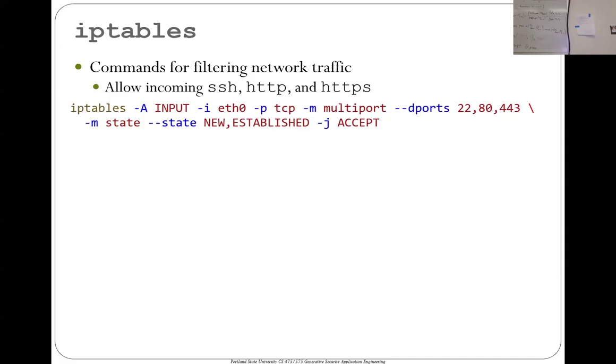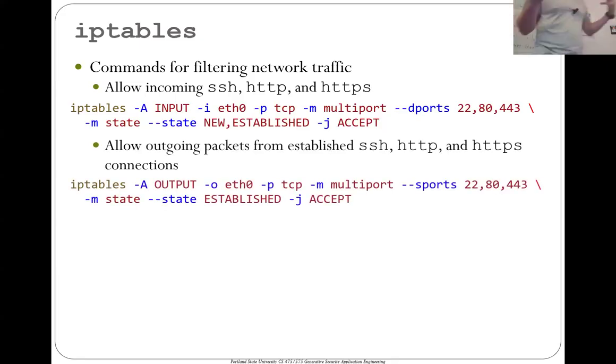And then eventually you'll deny everything else. So this basically allows incoming 22, 80, and 443, as well as new connections on these ports, as well as established connections on these ports. And then the rest would be outgoing packets. So this is the input chain in iptables. So you could ask the LLM, what are the 5 different chains?